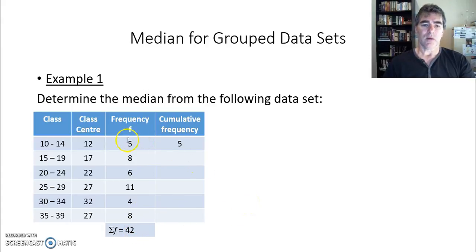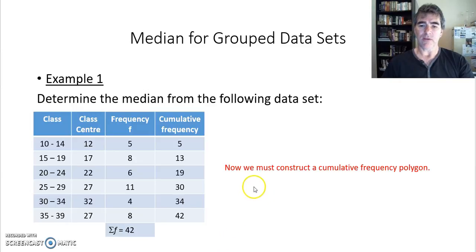So far I've got a total of 5, then 5 plus 8 is 13, 13 plus 6 is 19, 19 plus 11 is 30, 30 plus 4 is 34, and 34 plus 8 is 42. Remember, that's your progressive total of these frequencies. Now that we've done that, we now need to construct a cumulative frequency polygon.